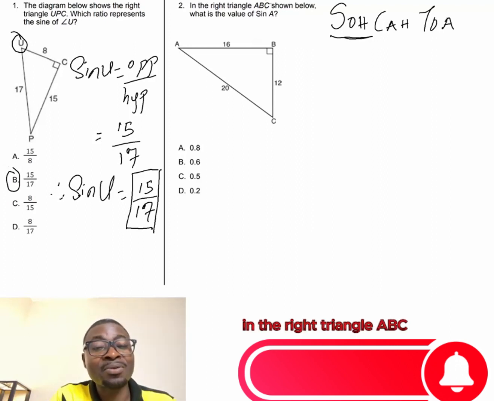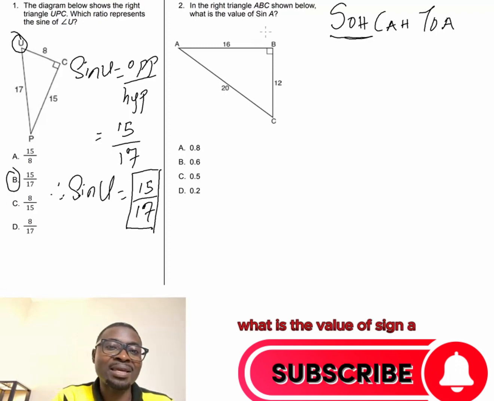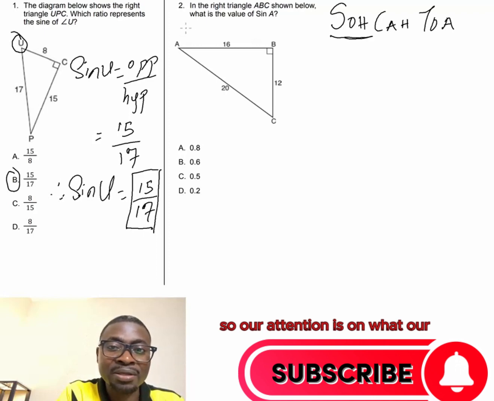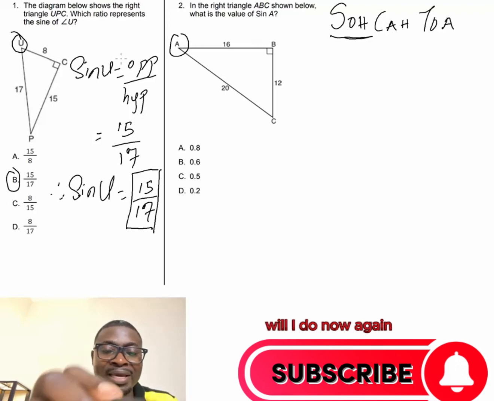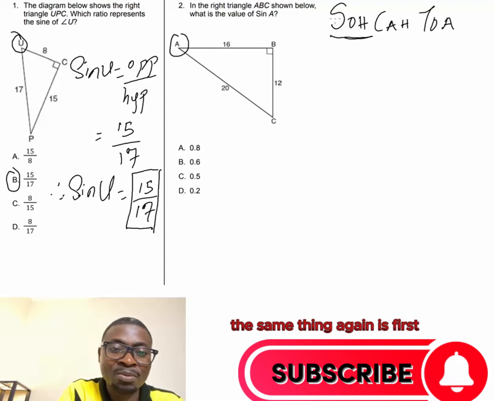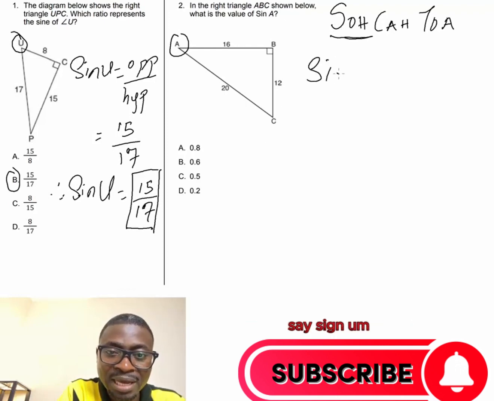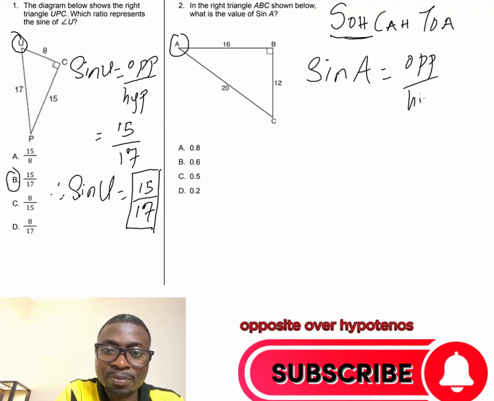In the right triangle ABC shown below, what is the value of sine A? This time we're looking for sine A, so our attention is on A. Again, since we're looking for sine, we use the first formula, which is sine. Sine A is equal to opposite over hypotenuse.